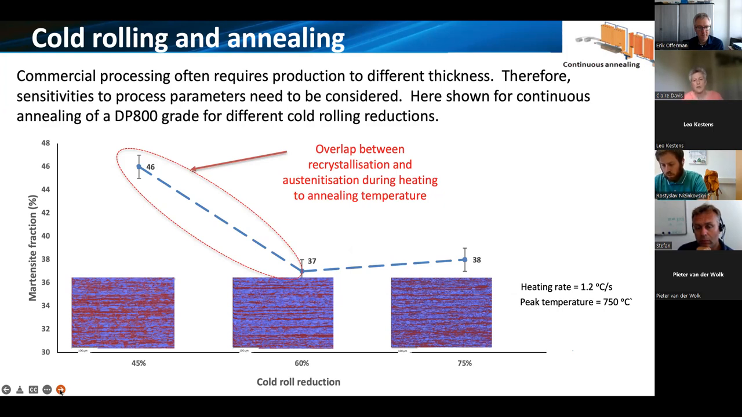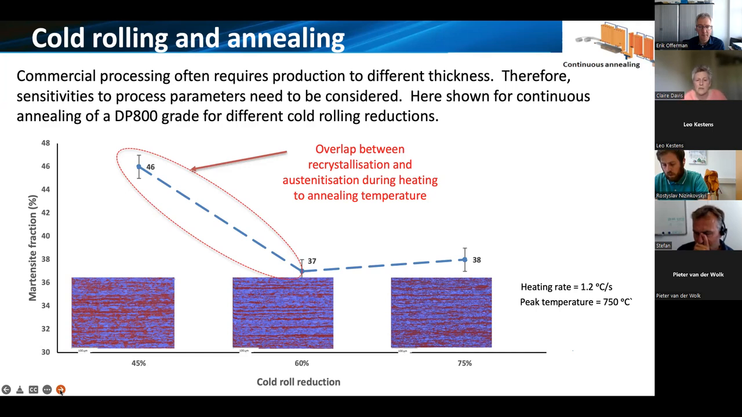So what I've got here is an example of that process sensitivity, because generally speaking, even for a single composition, single property range DP steel, there may be requirements for different thicknesses. And so we need to be able to try and make those different thicknesses with consistent properties. So this graph is showing the martensite fraction in a DP 800 material for the same heating rate, in this case, the same peak temperature, but for different cold rolling reductions.